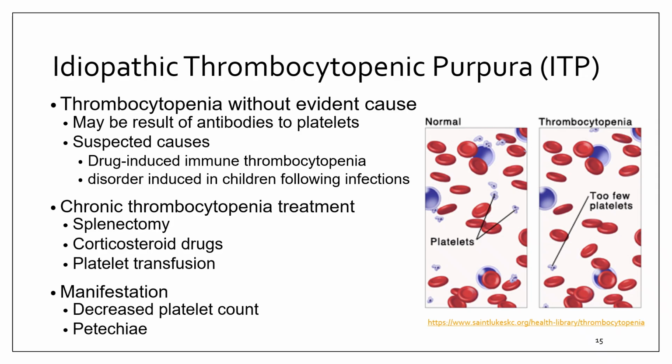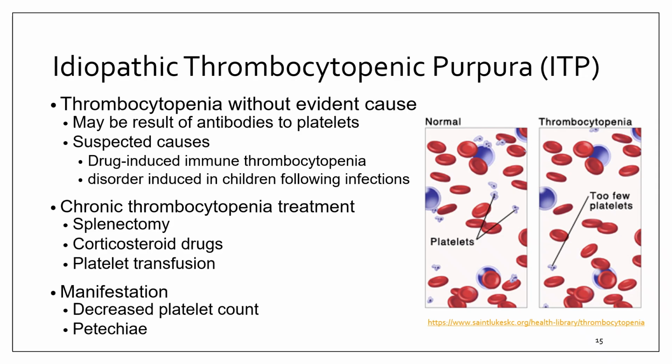In ITP, the body forms autoantibodies against platelets. Platelets become antibody-coated. The spleen identifies them as abnormal, and then macrophages remove and destroy them. This is classic immune-mediated peripheral destruction, not decreased production.